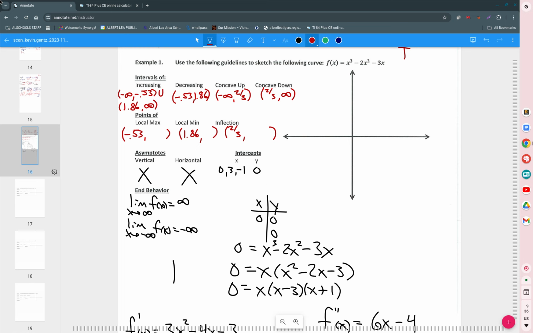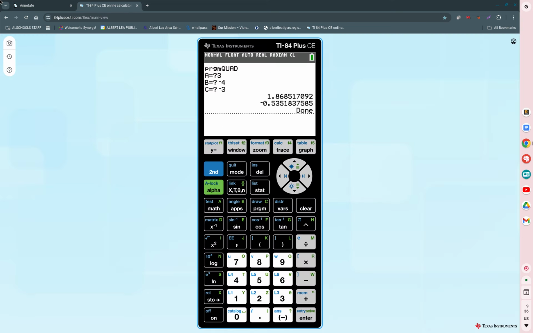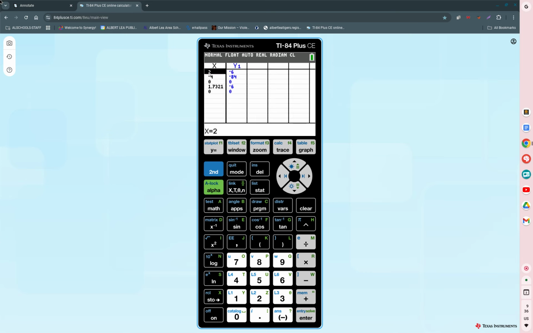What do we need to do now before we generate our graph? Put in our table. Let's come up with these y values. I'm going to press y equals, x to the third, minus 2x squared, minus 3x. And I go into my table, and I'm going to type in these important values.